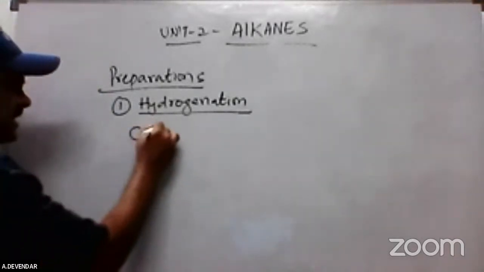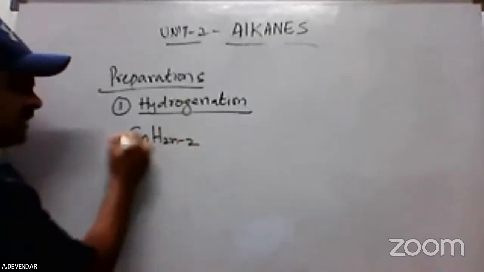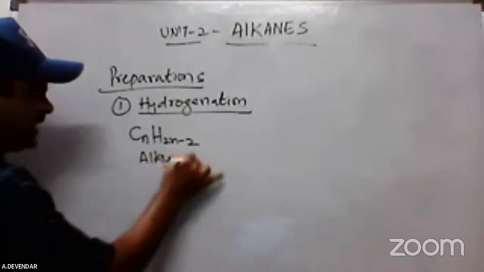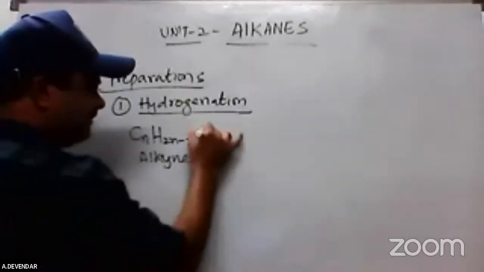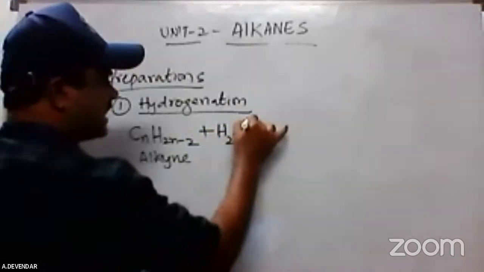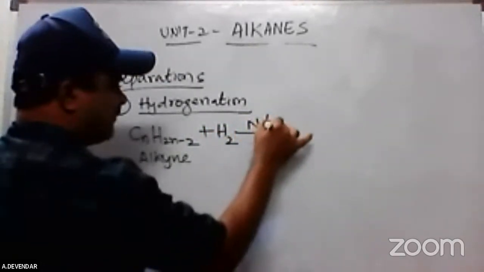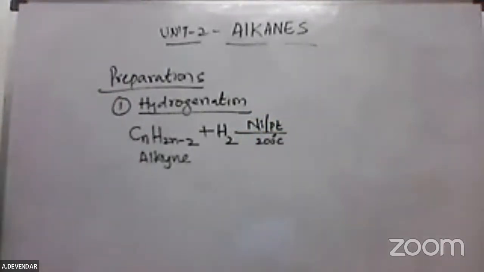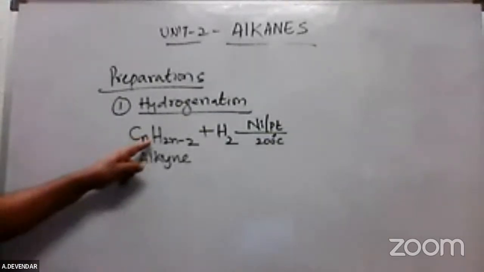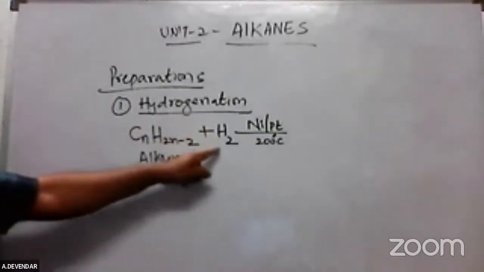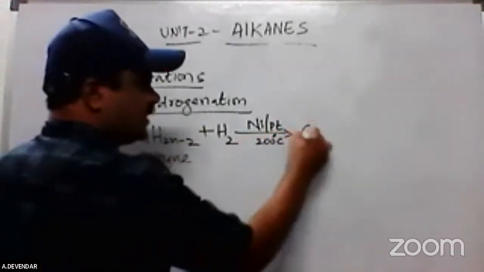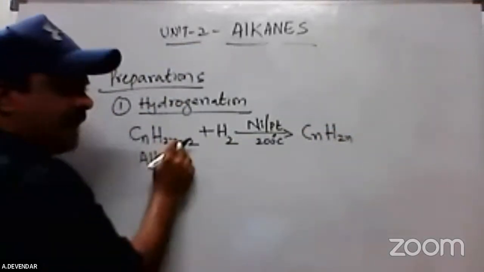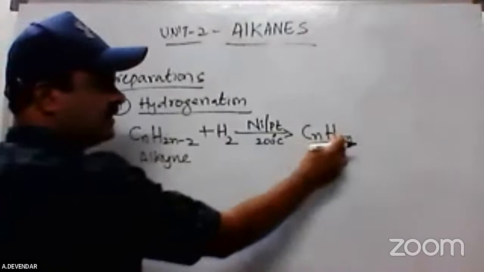The general formula is CnH2n-2. This is the general formula for alkynes. When you add hydrogen in the presence of a catalyst, nickel or platinum, and if you are taking nickel, a temperature of 200 degrees Celsius is required. So here the unsaturated hydrocarbon is added to hydrogen. What are you getting? Simply CnH2n. With H2 added, the plus 2 and minus 2 cancel, and we get CnH2n.